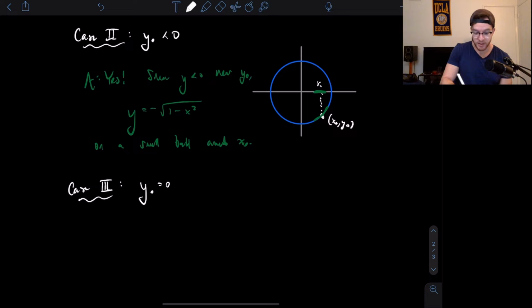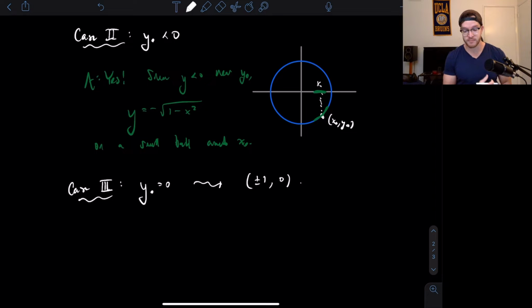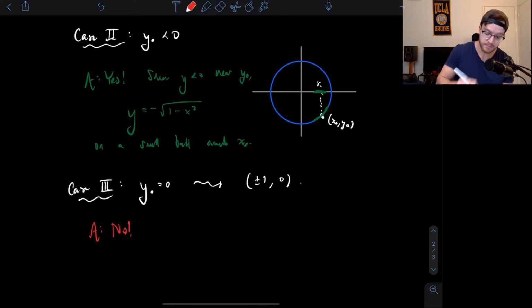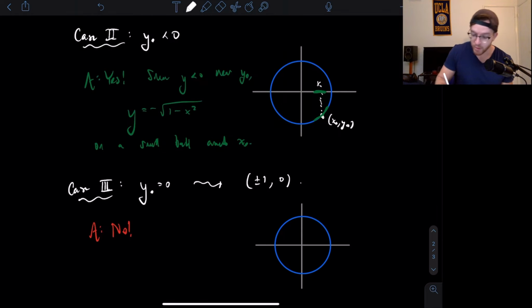The case when y naught equals 0, which on the unit circle is explicitly at the points plus or minus 1, 0. I claim that the answer is no here. Let's think about this. So the answer this time is no. If I draw my picture again, the point I've picked is, say, right here. Well, maybe let's consider the point 1, 0 for the moment.